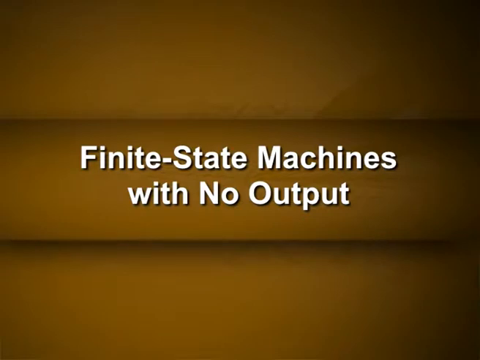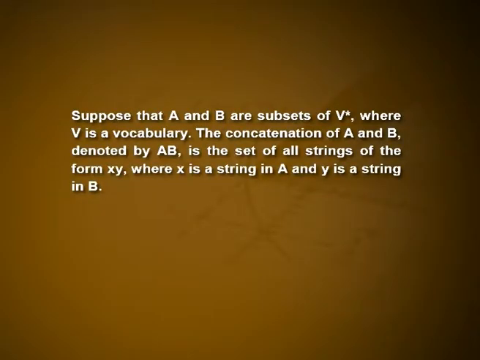Next is the finite state machines with no output. Before discussing finite state machines with no output, we will introduce some important background material on sets of strings. The operations that will be defined here will be used extensively in our discussion of language recognition by finite state machines. The next definition. Suppose that A and B are subsets of V star where V is a vocabulary. The concatenation of A and B, denoted by AB, is the set of all strings of the form xy where x is a string in A and y is a string in B.